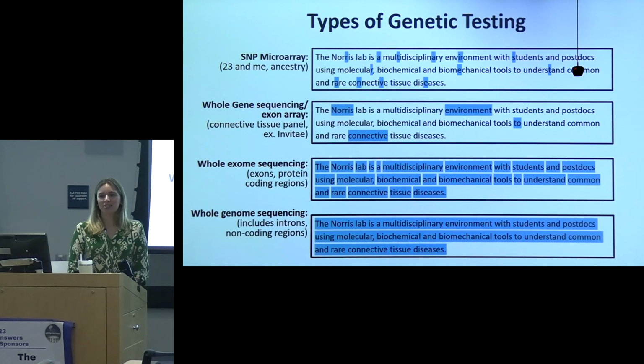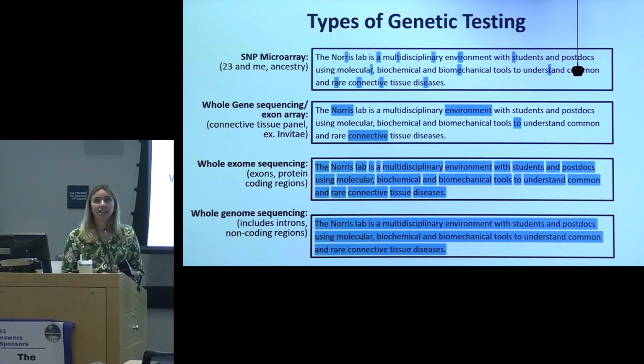And then genetic testing. So we get a lot of questions from patients about genetic testing that they may have had and if they can look for mutations that our lab has identified. And it really depends on what you've had done. So one of the tests that you can get done is a microarray. If anyone's ever done 23andMe or Ancestry, that's an example of a microarray.